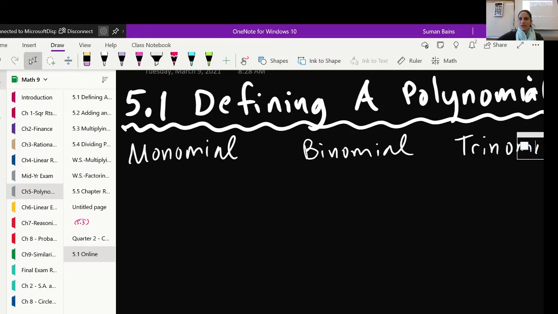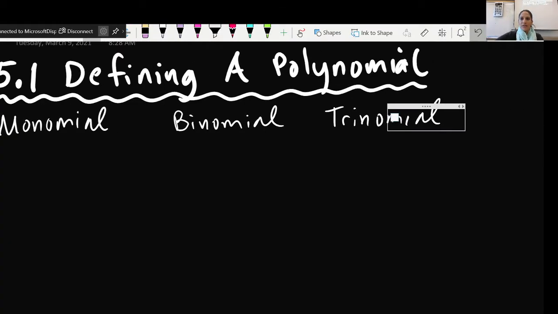We are doing 5.1, which is defining a polynomial. Anybody know what polynomial means? I don't know if you've done this before. Well, let's just look at this poly. What does the word poly mean, or the prefix poly?